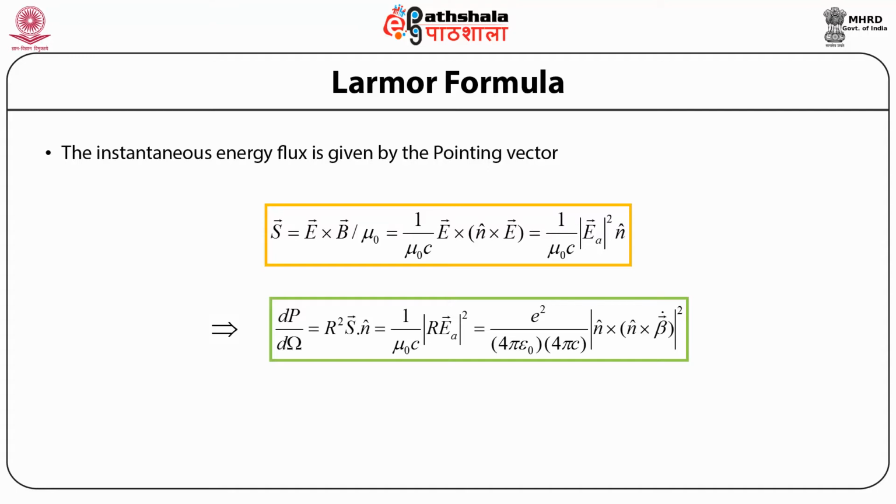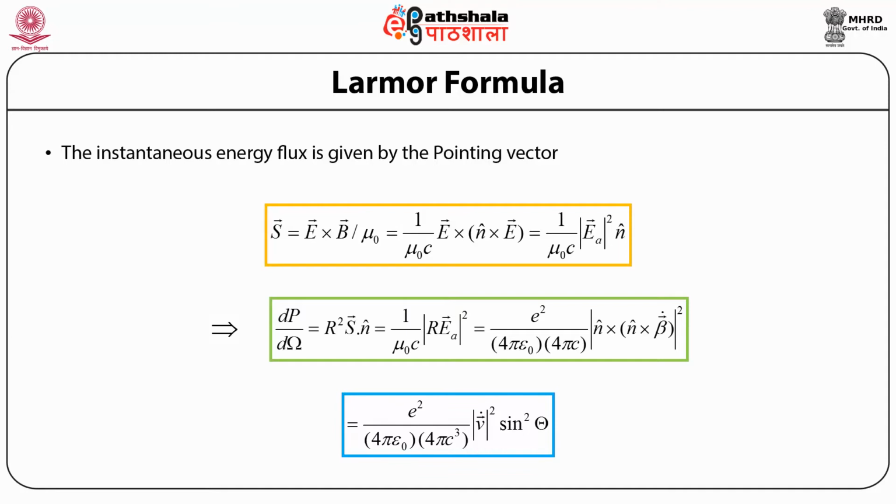The radially outward power output per unit solid angle is dP divided by d omega, which equals R square into S vector dot n cap, equals 1 divided by mu naught c mod of R into E_A vector square, equals e square divided by 4 pi epsilon naught into 4 pi c whole into mod of n cross beta dot whole square.